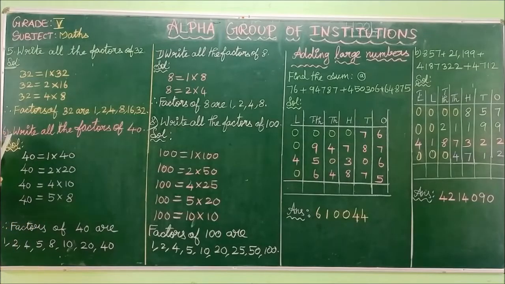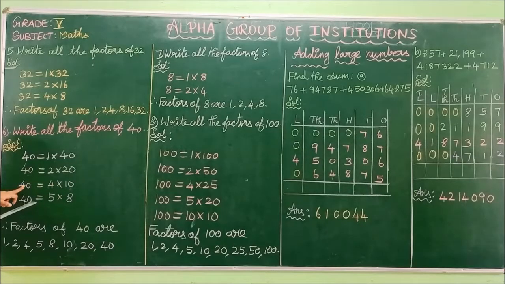Next we are going to see the sixth sum. Write all the factors of 40. First step, you have to write 1 into 40. 40 also comes in the 2 table, so it can be written as 2 into 20. 40 also comes in the 4 table, so it can be written as 4 into 10.